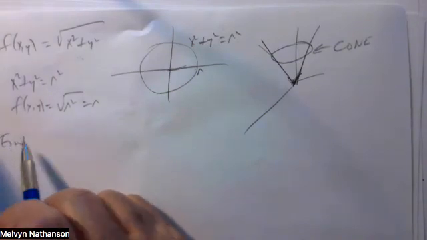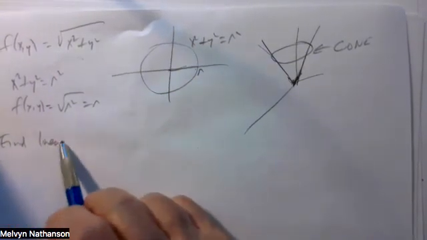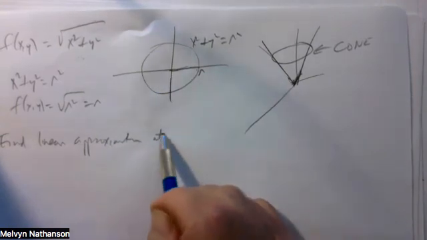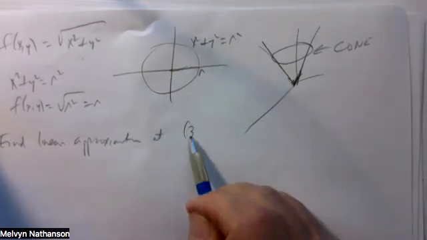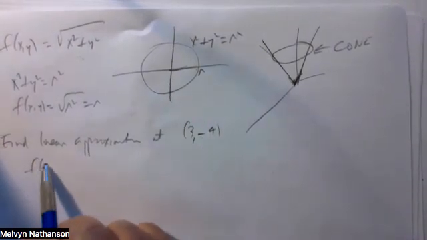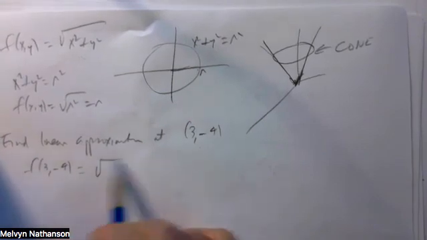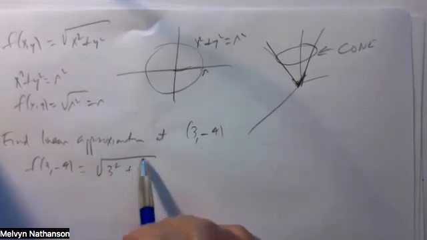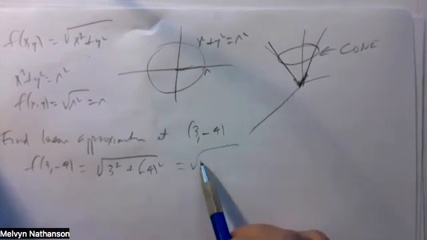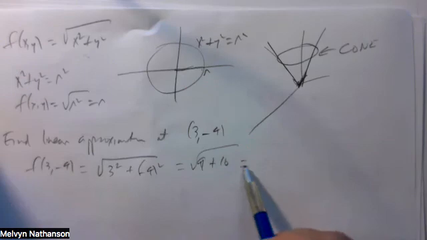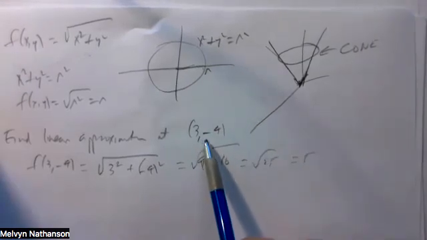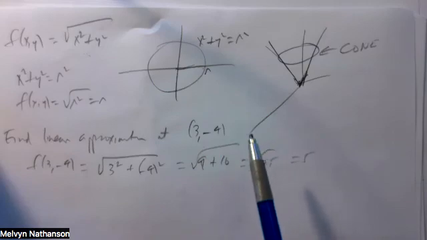Suppose I want to find a linear approximation at the point 3, minus 4. What is f of 3, minus 4? It's the square root of 3 squared plus minus 4 squared, which is the square root of 9 plus 16, or the square root of 25, or 5. So the point 3, minus 4, 5 lies on this surface.